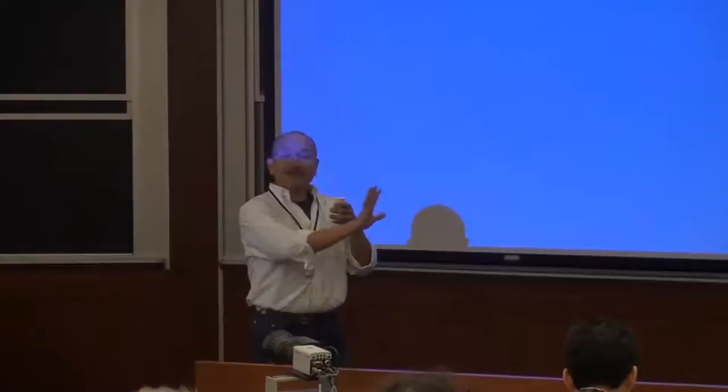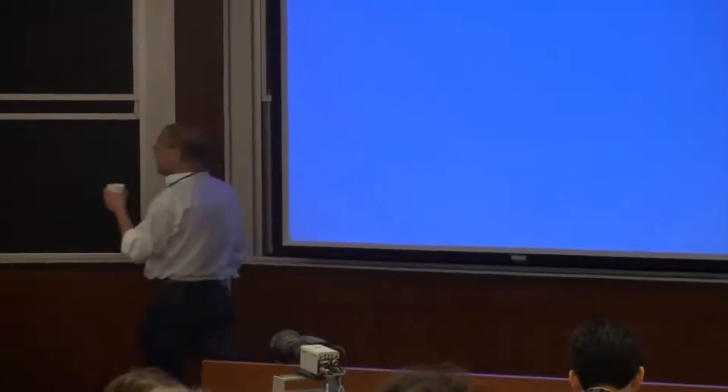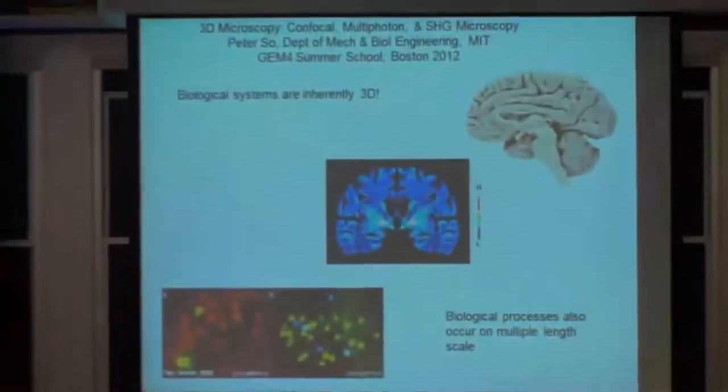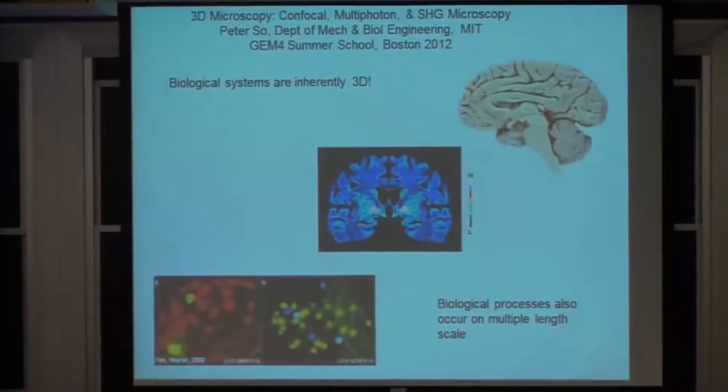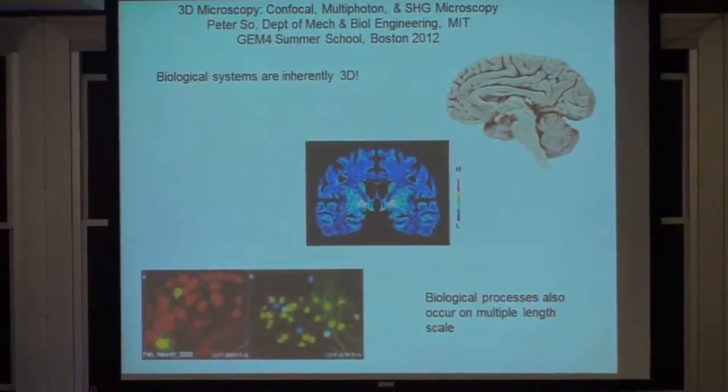So I'm going to give you a little bit of the principles of basic confocal and two-photon imaging, and then Dipan is going to tell you some of the modern methods of doing 3D imaging based on light sheet microscopy and different methods. Okay, so today I want to tell you about 3D microscopy based on confocal, multiphoton, and if I have time, most likely not, tell you a little bit about second harmonic generation microscopy. Sometimes I'm a little bit optimistic.